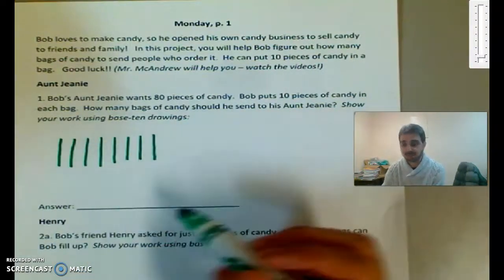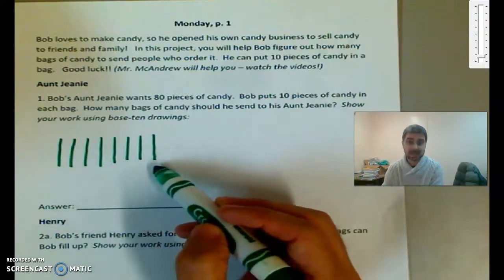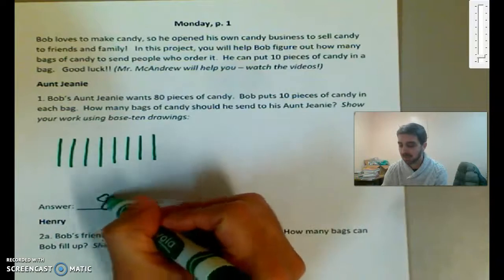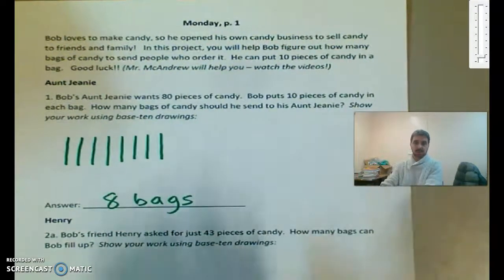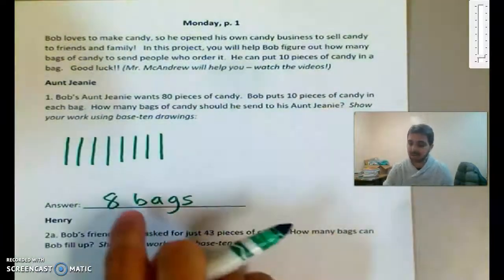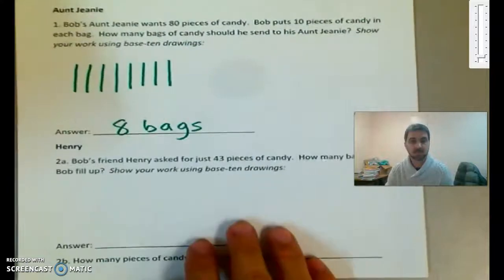Now, how many bags did I just put down? 1, 2, 3, 4, 5, 6, 7, 8. 8 bags. That makes sense. So my answer is 8 bags. Okay, 8 bags would hold 80 because there's 10 in each bag. Okay, all right, let's look at the next one.